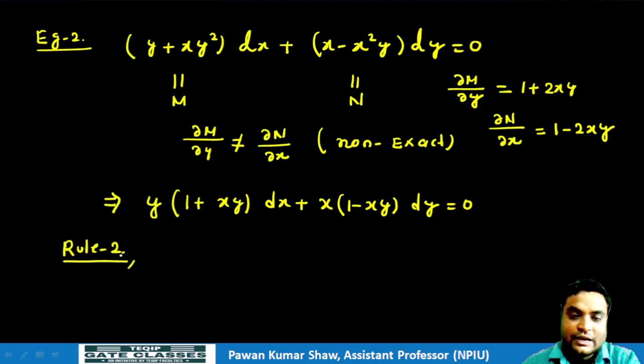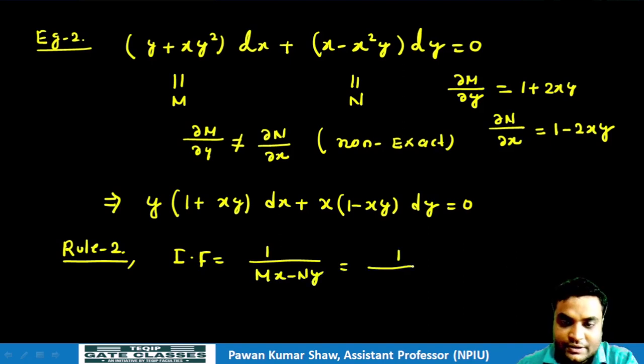And in that case, since the given differential equation can be written in the form y into a function of xy dx plus x into a function of xy dy, the integrating factor will be 1 by (Mx minus Ny). In that case we can directly write the integrating factor: 1 by (Mx minus Ny).